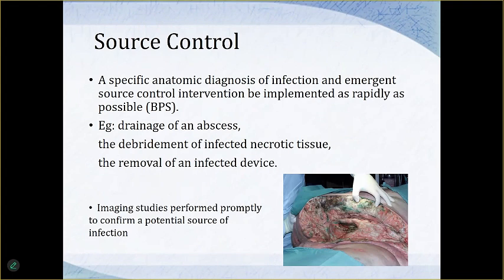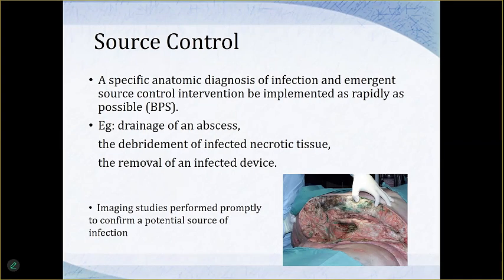So the next part is getting rid of the infective focus. The main objectives of source control would be to get rid of the infective focus and therefore reduce further microbial contamination and the microbial load, so that we can expedite the recovery process.